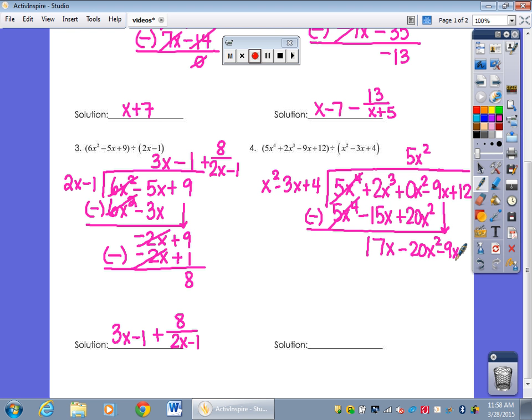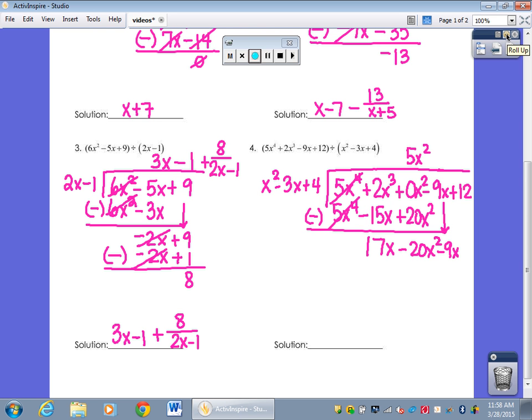Okay, now we ask ourselves, x squared times what gives us 17x to the 3rd? Oh, this is x to the 3rd. Oops, sorry, my bad. 17x to the 3rd. So x squared times 17x gives me 17x to the 3rd. And then 17x times negative 3 is negative 51x squared. And 17x times 4 is 68x.